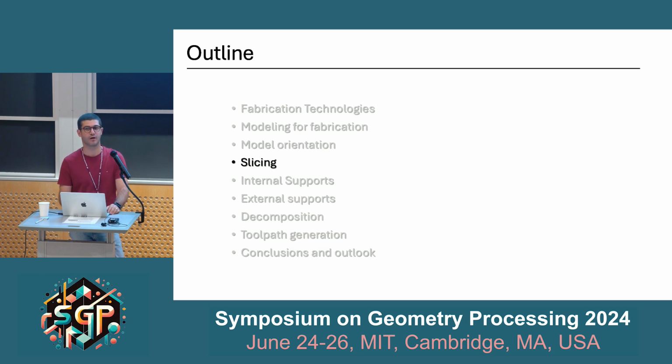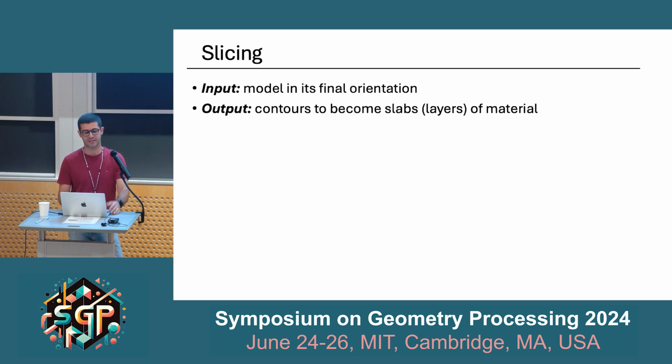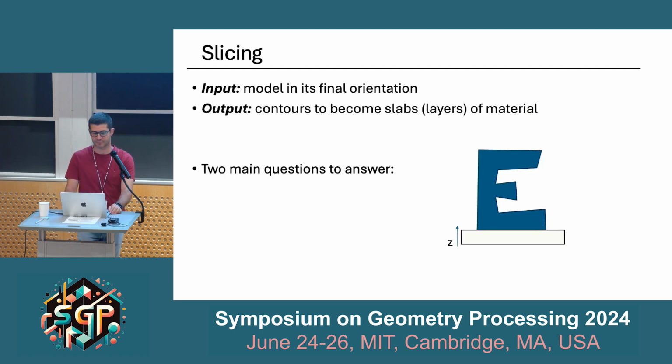Okay, so now we're going to move to the second part of the process planning pipeline, which is the slicing. In the slicing, we take as input the model in its final orientation, which we just decided. And what we want to compute are the contours that are going to become slabs of material. For example, in FDM printers, they will become slabs of material that we deposit through the extruder.